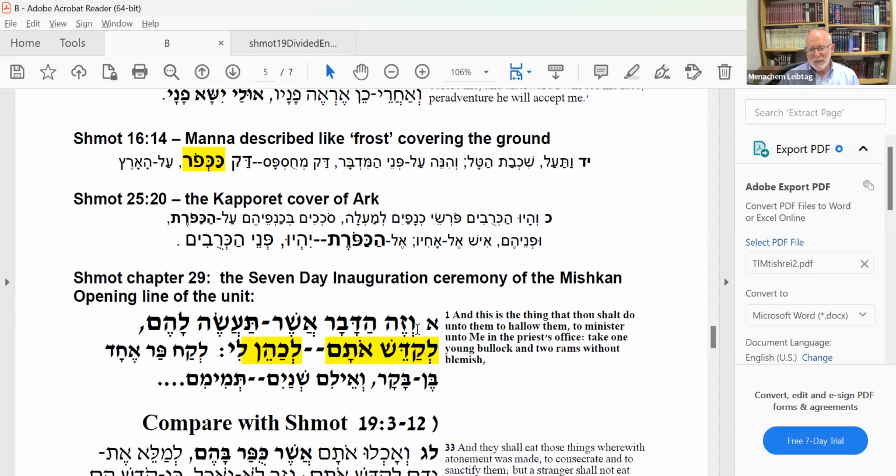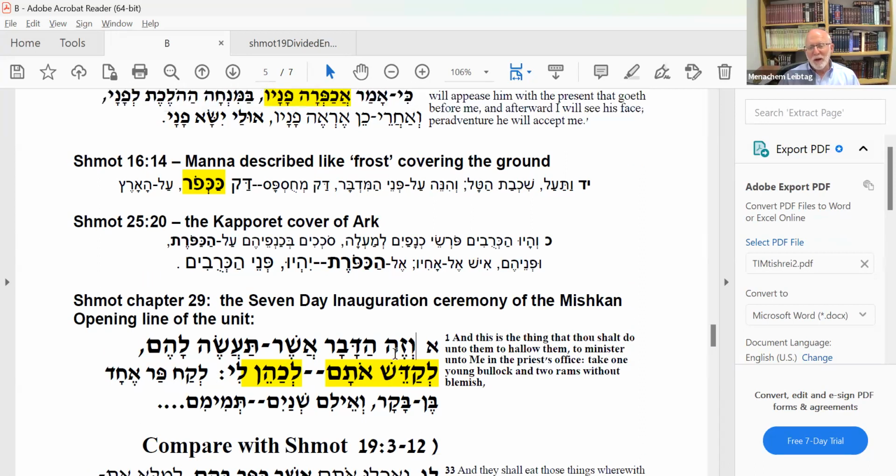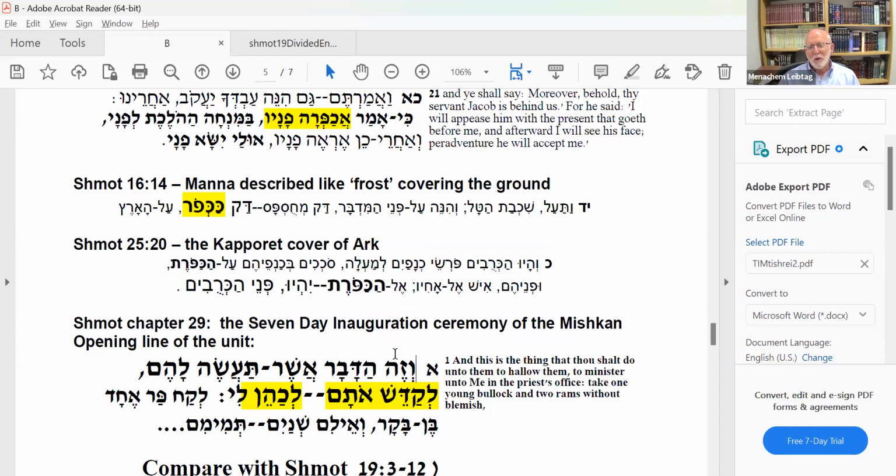Take a par for a chatat, an ayil la'olah, and another ayil, the ayil hamiluim, which later becomes like a shlamim. Now, where else do we find lekadesh lechahen? Where do we have that earlier in Chumash? The idea of something being mekadesh and also a kohen.